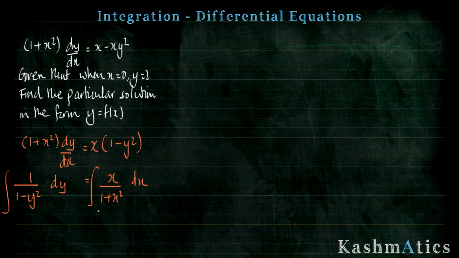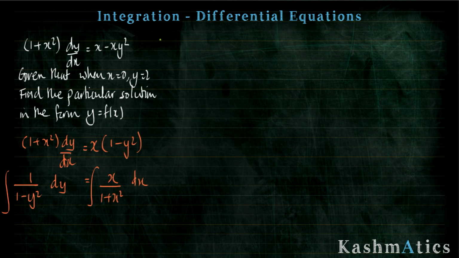Now, the right hand side is actually quite straightforward. We just need to use the reverse chain rule. But for the left hand side, we need to split this into partial fractions. I can rewrite this as 1 over 1 plus y multiplied by 1 minus y, and then we can split the fractions up, and then we can actually integrate it.